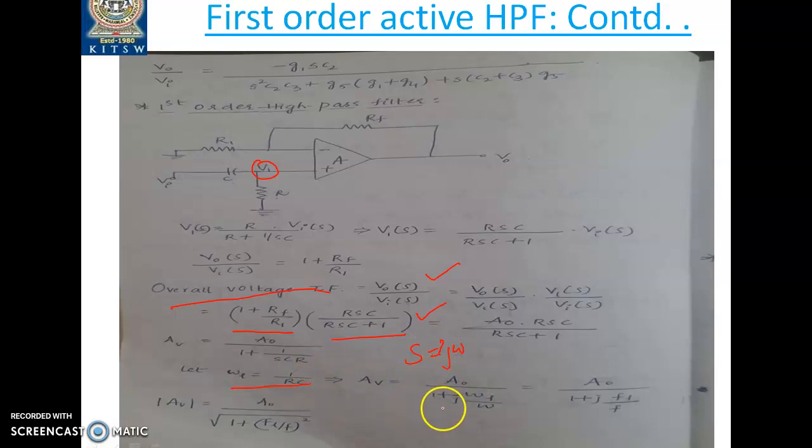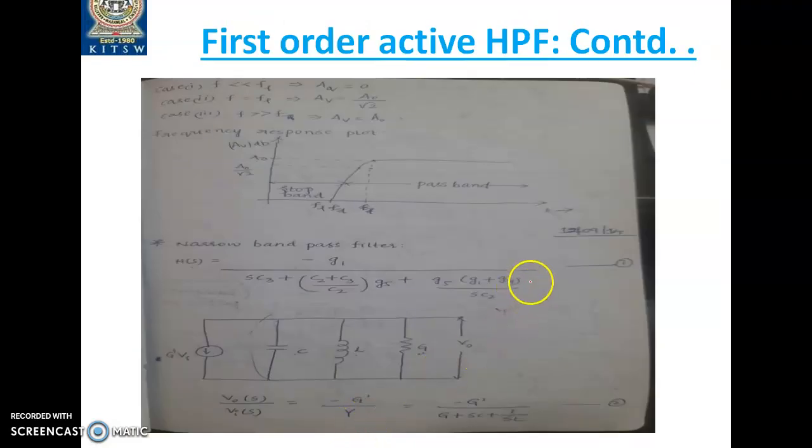So this is the voltage gain. We will be getting A0 by 1 plus j FL by F. And if you take the magnitude, we'll be getting A0 by square root of 1 plus (FL by F) whole squared. So this is the magnitude response we'll be getting from this equation. Alright, so these are the two important observations we need to identify. For frequencies very much less than FL, the gain will be 0. For frequencies equal to FL, the gain will be A0 by root 2, and for frequencies more than FL, the gain will be equal to the pass band gain.